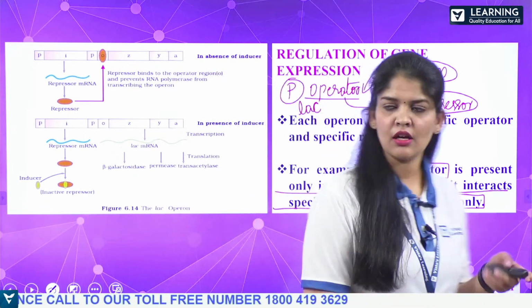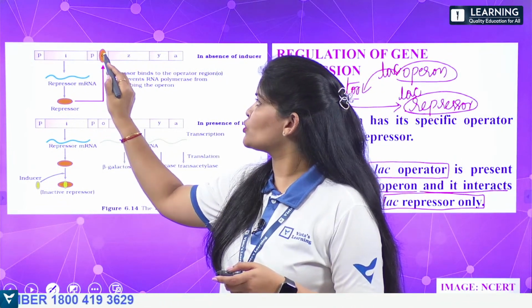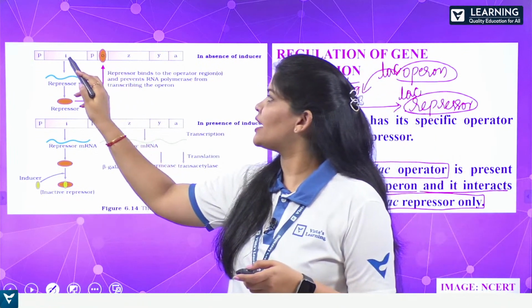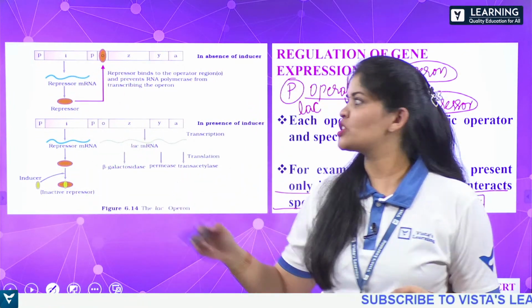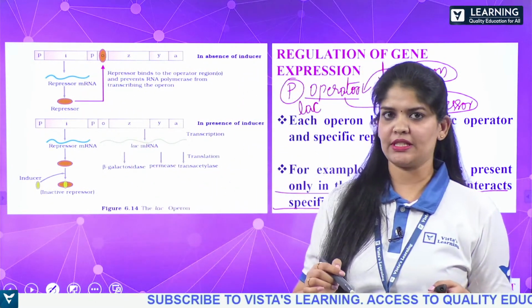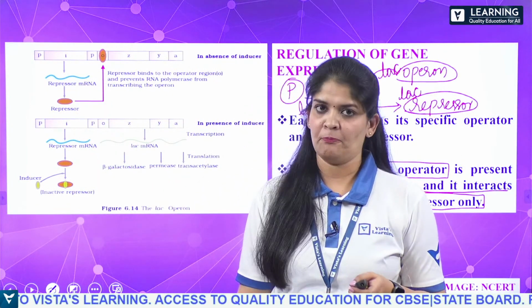So this is how, next to the promoter, we will have the operator. And before that, we have the regulatory gene, whose expression will produce either an activator or a repressor. And here, in this case, it is producing repressor mRNA.